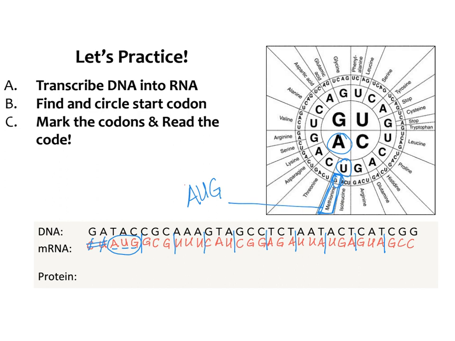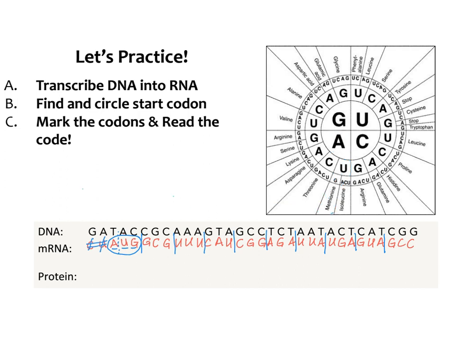Now, it is important to note that if you had done C before B, you would have ended up with your first codon being right there. And you can see that that would change every single codon and the entire sequence would be incorrect.